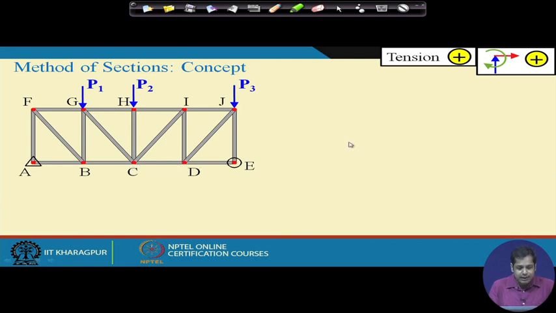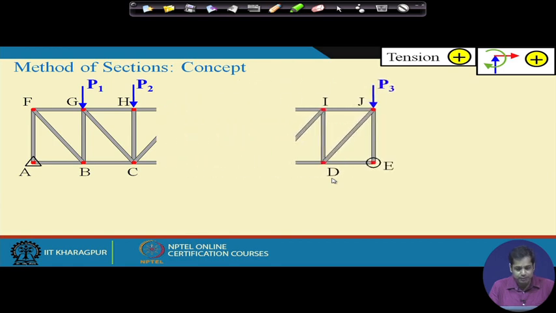Now, method of section is, take one section in this truss, let us say section 1-1, and break this truss at this section. So, if you break this truss at this section, you have two parts of the truss, one part is this and another part is this. Now, if you break it, this part is separated from this part. Okay. Now, draw the free body diagram of both the parts.